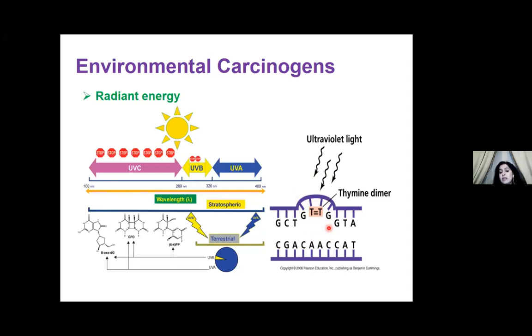In case there is a mutation in the genes responsible for the repair, here there is a mutation in the DNA repair genes, so this error will pass on to the next generation of cells, and it can lead to a type of cancer which is called xeroderma pigmentosum. It's a type of skin cancer.